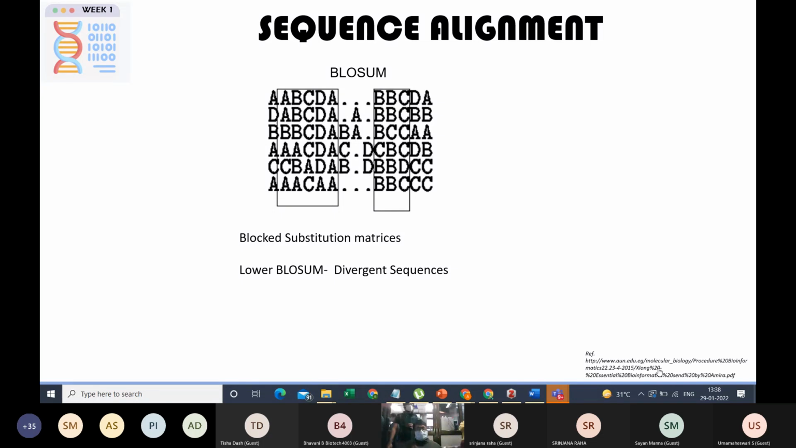If the BLOSUM number is lower, it means the sequences are diverse and come from very distantly related species. And if the PAM number is greater, it likewise means more diverse sequences. But for closely related sequences, the PAM number should be lower and the BLOSUM number should be higher. So keep these things in mind while choosing the parameters for the matrix.